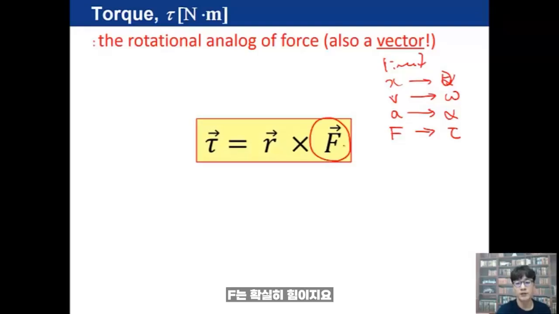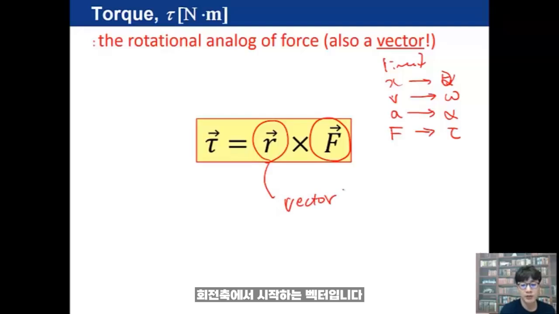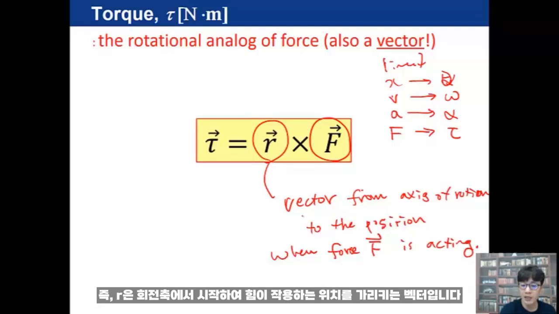F is definitely force, right? Force acting on that rotational body. And what is r? r is a vector, definitely, starting from the axis of rotation. r is a vector starting from the axis of rotation, pointing to the position where the force is acting.